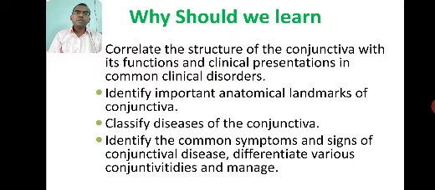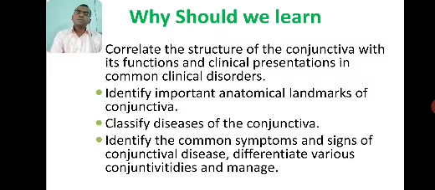Identifying the important anatomical landmarks of the conjunctiva is very important. Is it the palpebral conjunctiva? Is it the bulbar conjunctiva? Where is the limbus? These structures are very important. After studying the anatomy in detail, we are able to classify the disease.